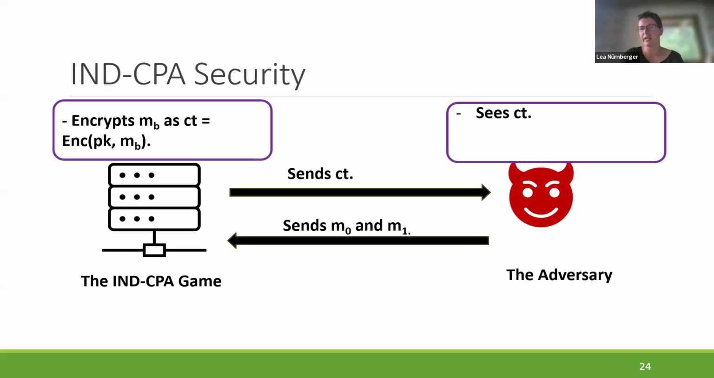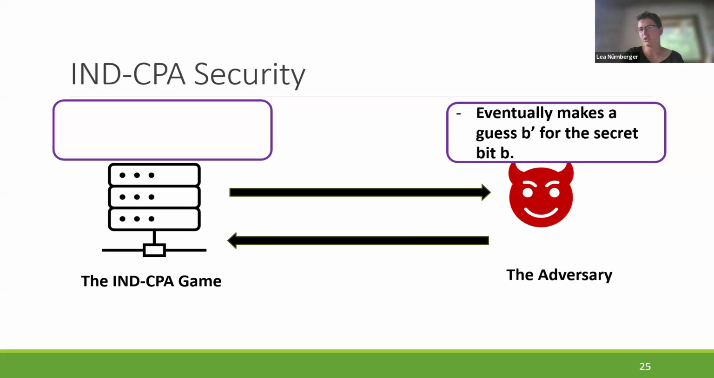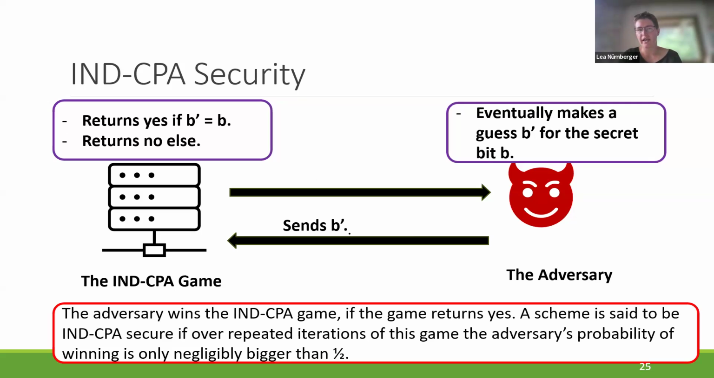The adversary has a long look at this one, and then either decides to pick 2 new messages, M0 and M1, or to make a guess for the secret bit B, and then sends the secret bit B to the game. And the game returns yes if what the adversary guessed was correct, and it returns no otherwise. And we call a game IND-CPA secure if the adversary has no chance of guessing the secret bit B with a probability bigger than 1/2. Because it always can, since there are only 2 possibilities for B, it can always guess B with probability 1/2. But we say it has a non-negligible advantage if its probability of guessing B is much bigger.